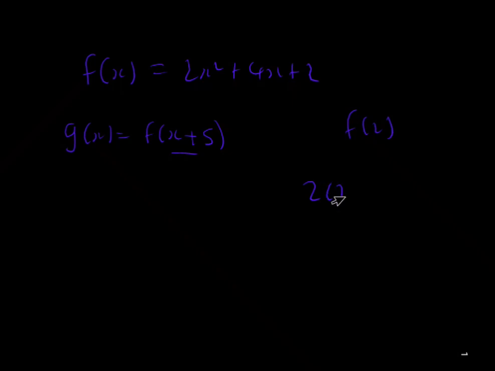You would say 2 squared plus 4 into 2 plus 2. So basically, if this was f at x and they say f at 2, then wherever you see x, you replace it with 2. Now it's the same thing. If we have f at x plus 5 rather, it means that wherever you see x, you will replace it with x plus 5.